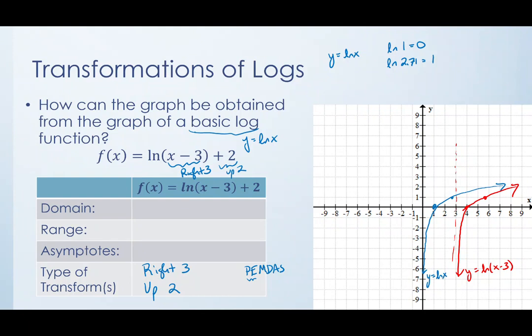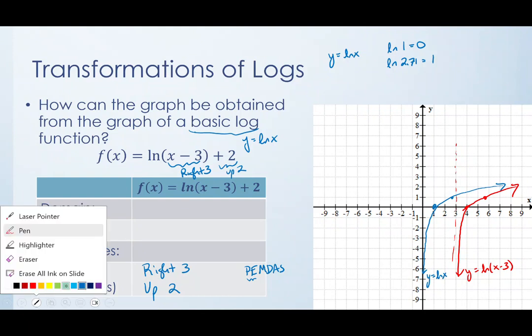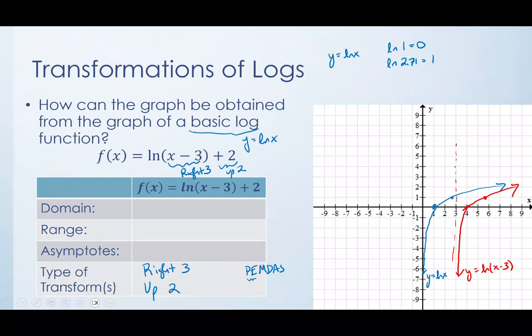And then we're going to do our last transform: we're going to take that and shift up 2. So we're going to take the 0 and bump it up 2, and take the (5.7, 1) and bump that up 2. Does that change the asymptote? No. So we will still be at x equals 3. Our range is not being affected, but our domain was changed when we shifted over to the right. So we're at 3 comma infinity.